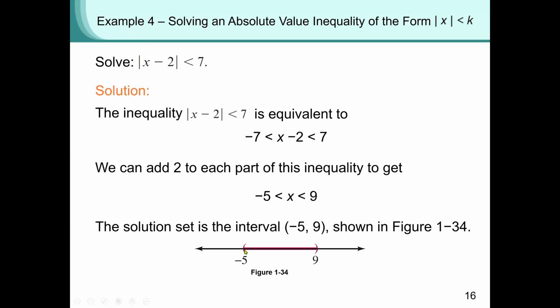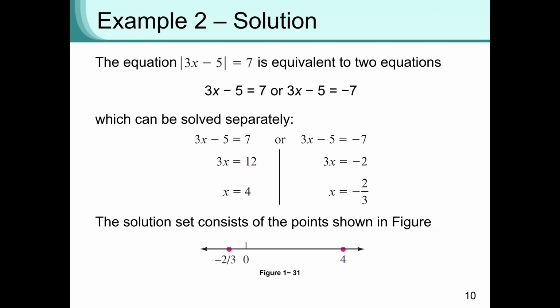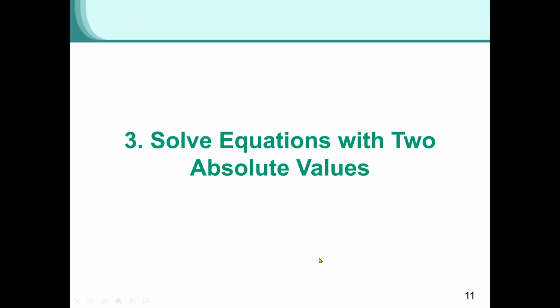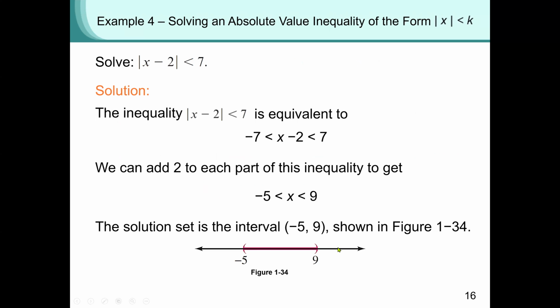So we can graph the range. This is again an inequality. So we have the range from negative 5 to 9. Remember, when we are solving an equality equation or simple equation, we get only dots. The answer is not a range, it's an equal sign. So we have a dot, for example 4 and negative 2/3. So negative 2/3 and 4, not the range. But with inequality, again, we have a range.